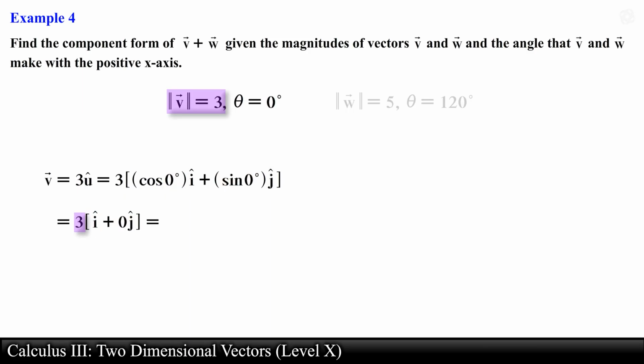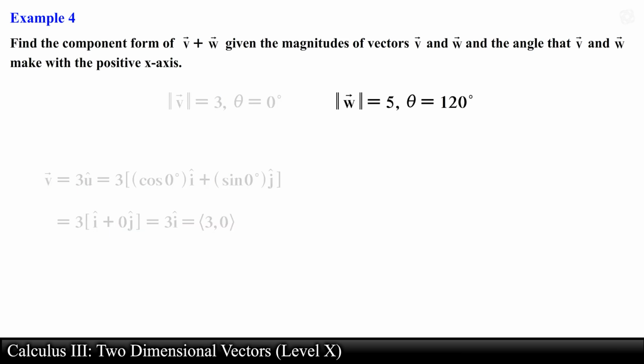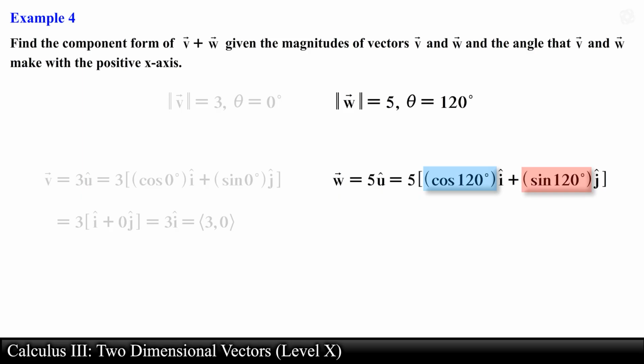Then we go ahead and multiply the unit vector by the magnitude of vector v, obtaining the components 3 and 0. Next, let's do the same for vector w. Let's first find i hat and j hat by using right triangle trigonometry. In this case, i hat will be equal to cosine of 120 degrees, and j hat will be equal to sine of 120 degrees, which simplifies to the following expression.